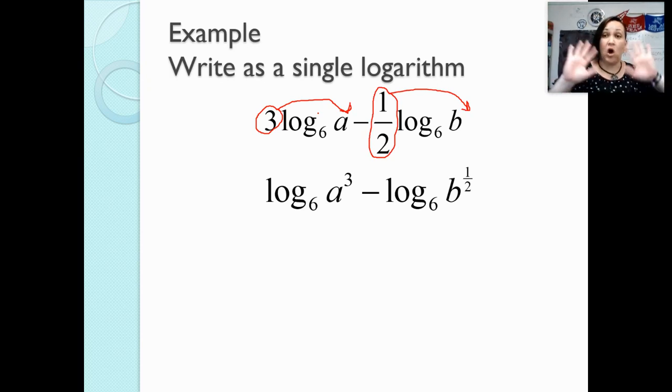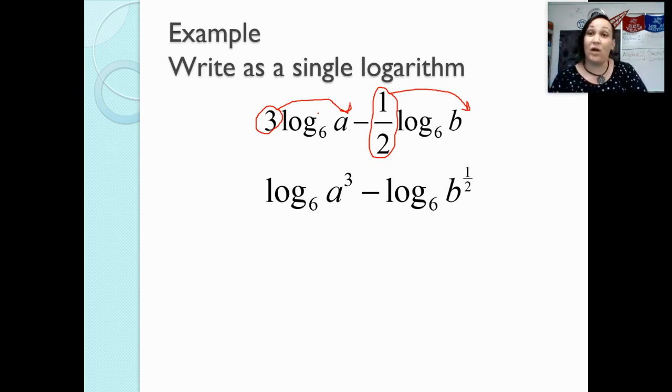Next, we're going to take all of the logs. Now in this one, it's only 2 logs, but if you had more than that, you would take all of them and you would squish them down and write them as just one single word log. Now, you do need to keep the base the same, and they had to be the same base actually to even use the rules. So it's important that they're both log base 6. So I'm going to write log base 6 one time, and then after the word log, I'm going to put my a's and my b's.